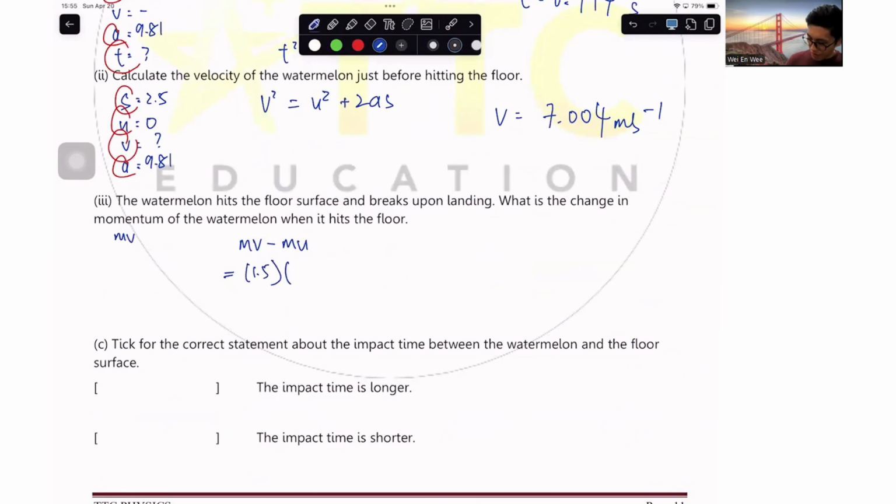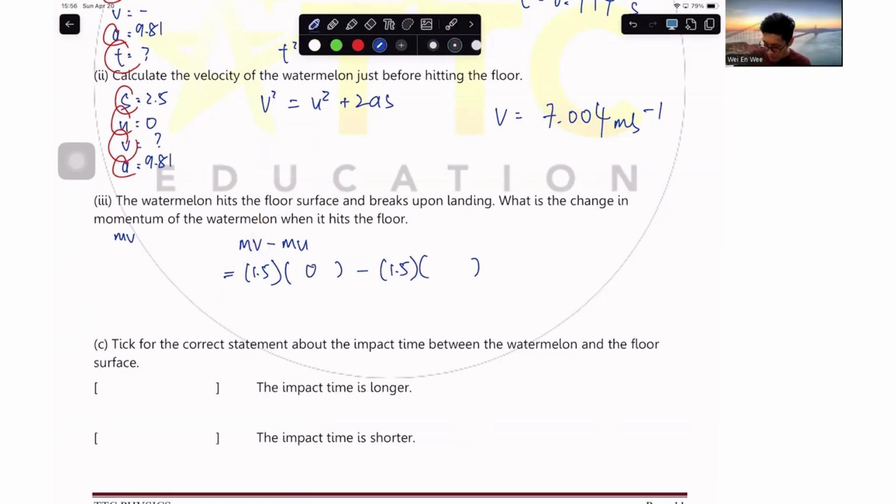Okay, but what about the V and the U? Okay, so you see, right now, you hit the floor already. The final is after you hit the floor already. After you hit the floor, you are not moving already. You are zero already. So that's the final velocity.